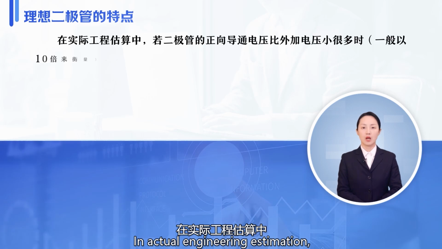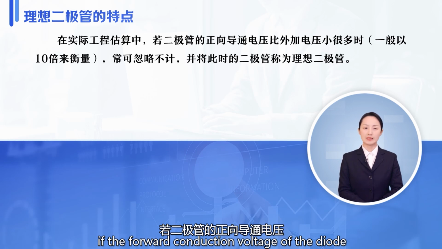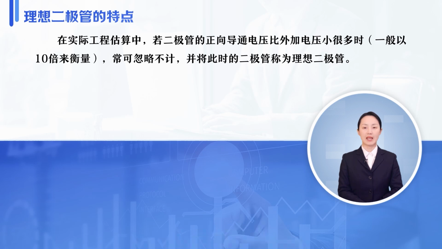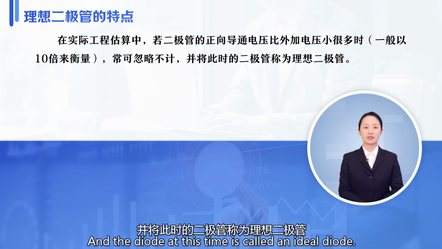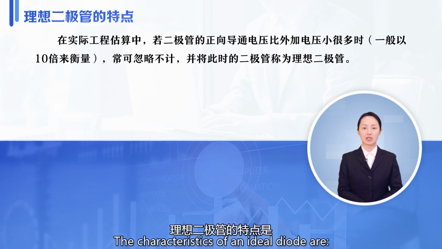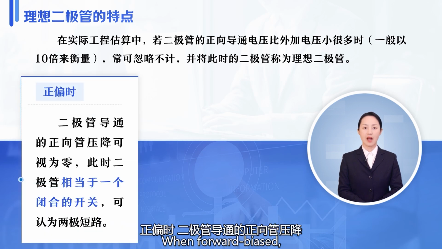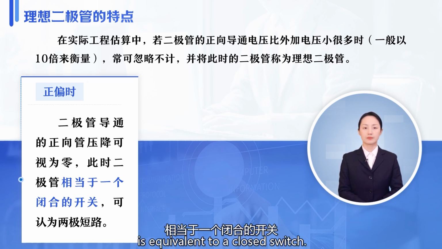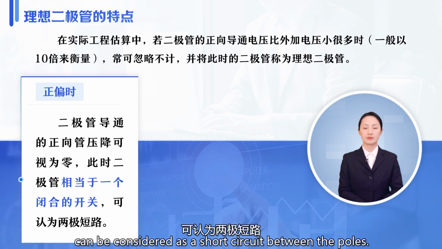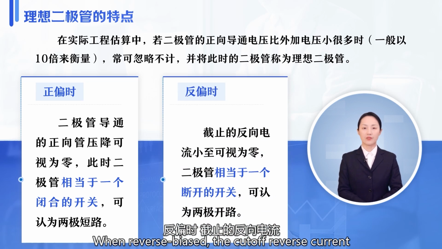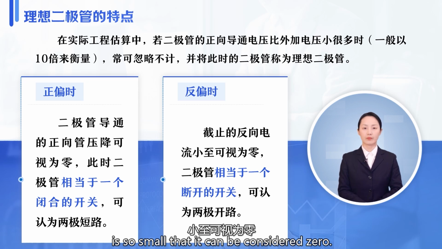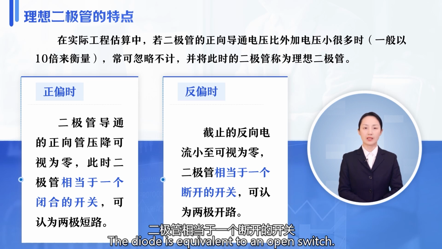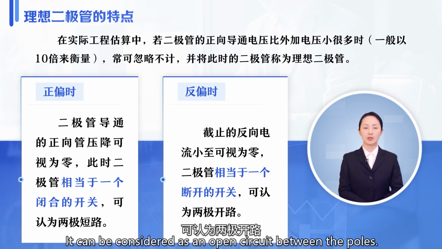In actual engineering estimation, if the forward conduction voltage of the diode is much smaller than the external voltage, generally measured by 10 times, it can often be neglected. And the diode at this time is called an ideal diode. The characteristics of an ideal diode are: when forward biased, the forward voltage drop of the diode that is conducting can be considered zero. At this time, the diode is equivalent to a closed switch, can be considered as a short circuit between the poles. When reverse biased, the cut-off reverse current is so small that it can be considered zero. The diode is equivalent to an open switch. It can be considered as an open circuit between the poles.